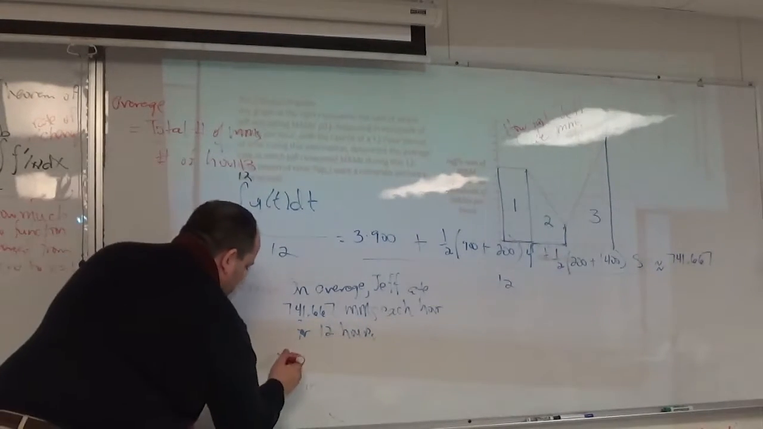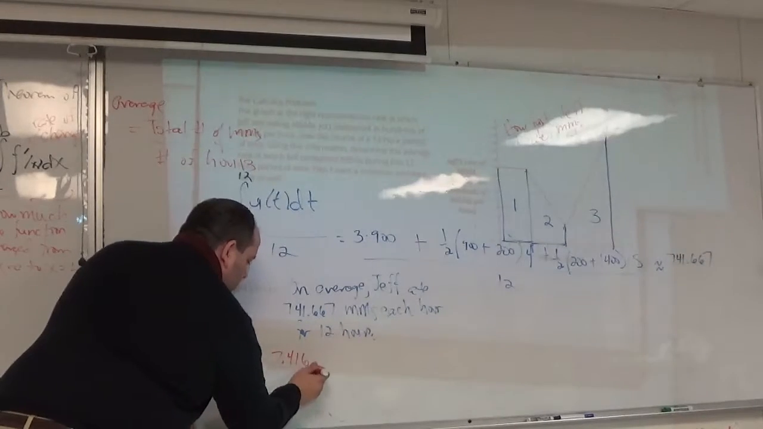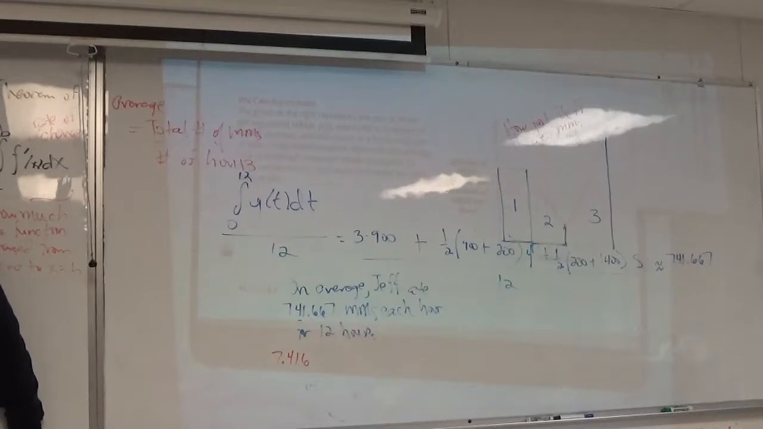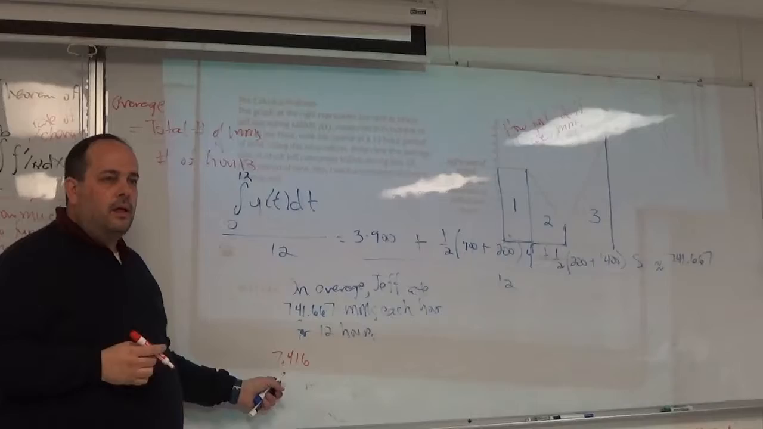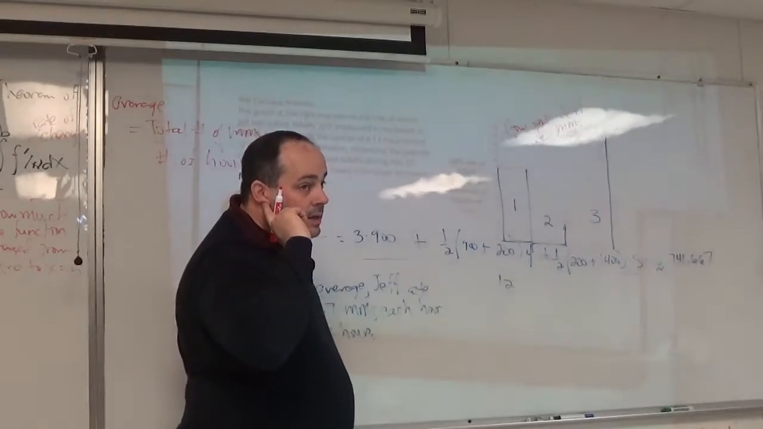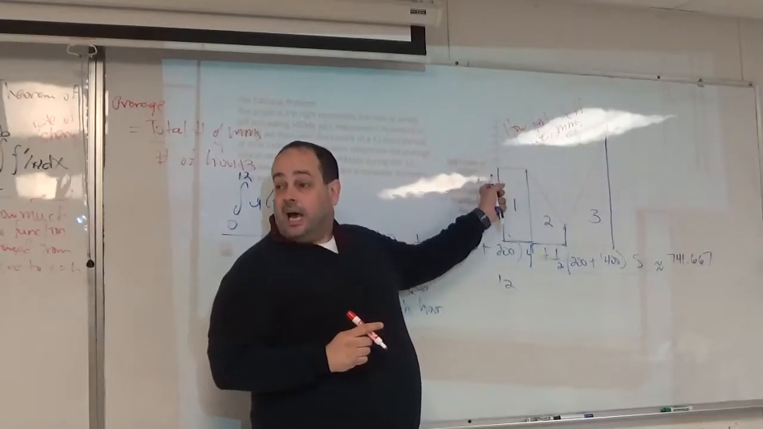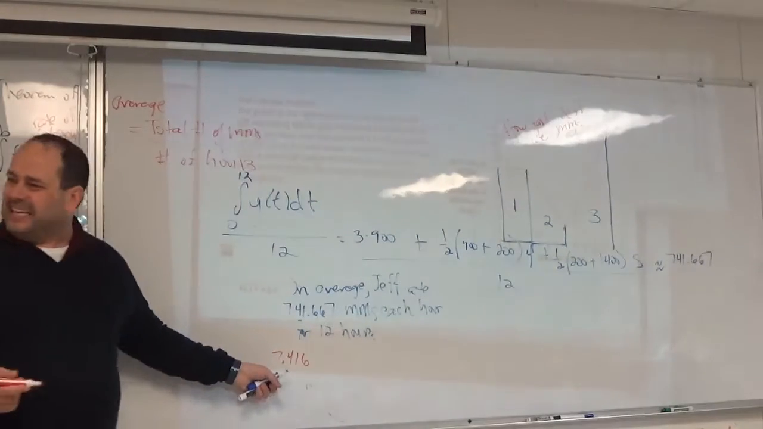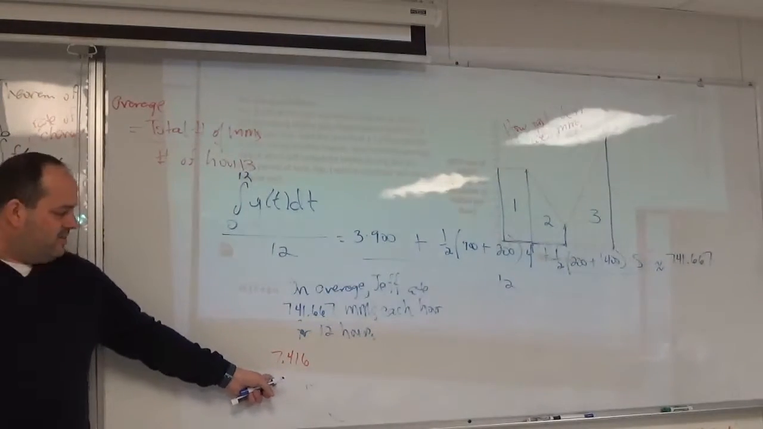Now, some folks had 7.416 for their answer. Where's that coming from? Let me get some hands on this. Why are folks coming out with 7.416? Paul, what do you see? They didn't see the hundreds of M&Ms per hour on the units. Can they fix it? Yes. Destiny, how are you going to fix it?